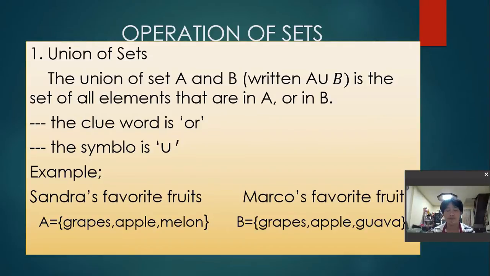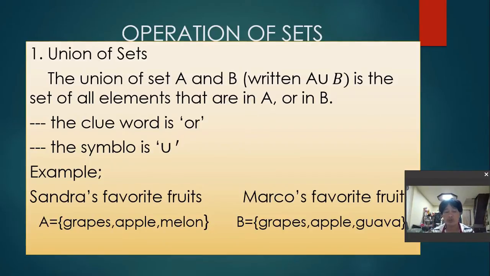Now, if we examine very well, there are fruits that they have in common. There are fruits that Sandra and Marco both like. And what are they? We have grapes and apple. Sandra likes grapes and apple. Marco likes grapes and apple also.